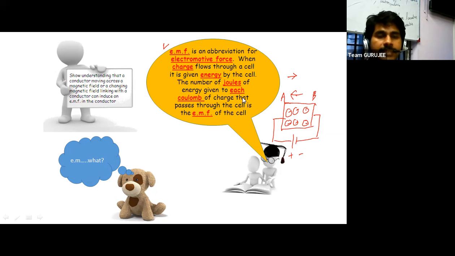So the energy is given to any charged particle through the cell. That is known as EMF. It is represented as capital E. Capital E is known as EMF. The next thing.